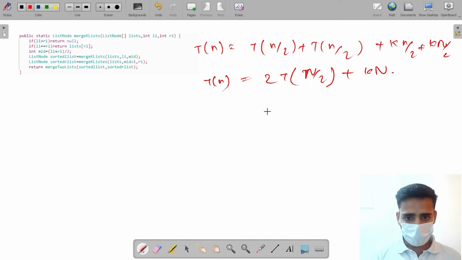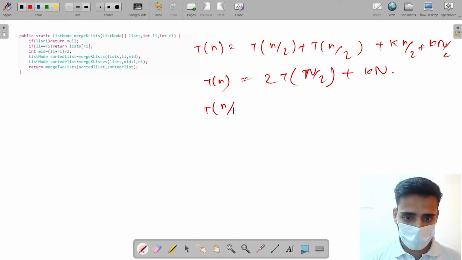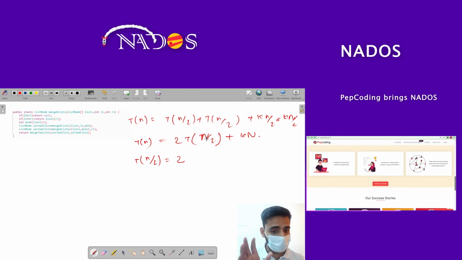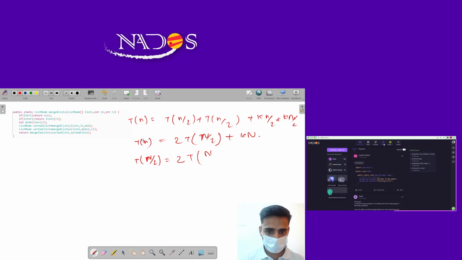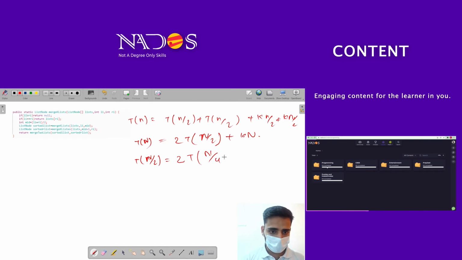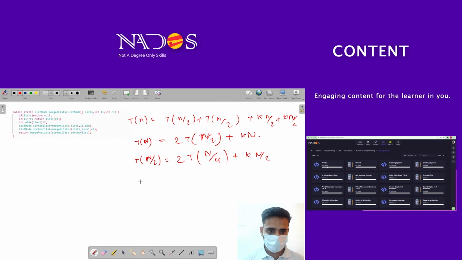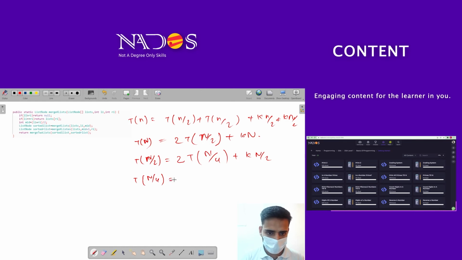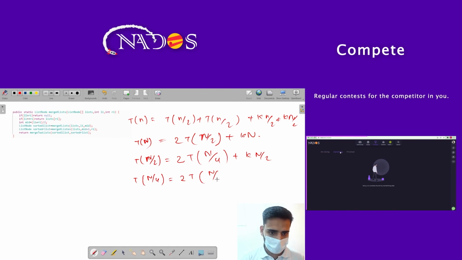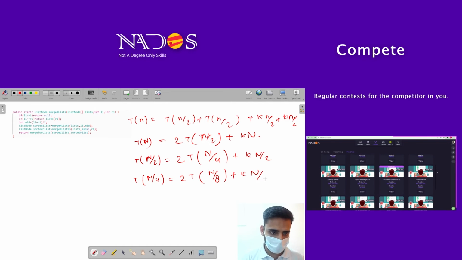Now let's see what the T of n by 2 will be equal to. We have to just put the value of n by 2 here. So twice of T of n by 4 plus k of n by 2. Now let's move forward and see. T of n by 4 equals twice of T of n by 8 plus k n by 4.